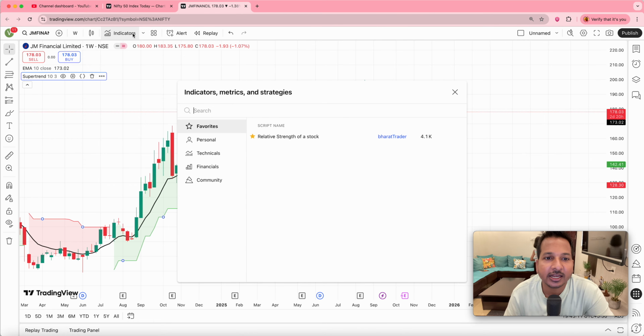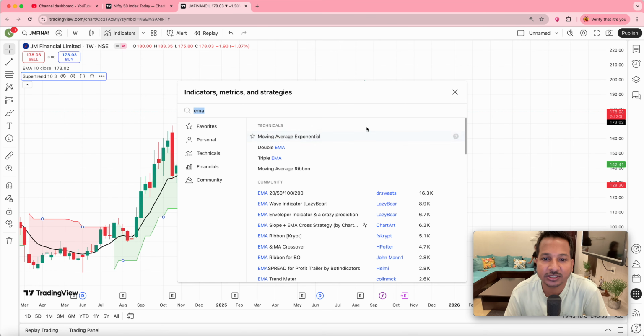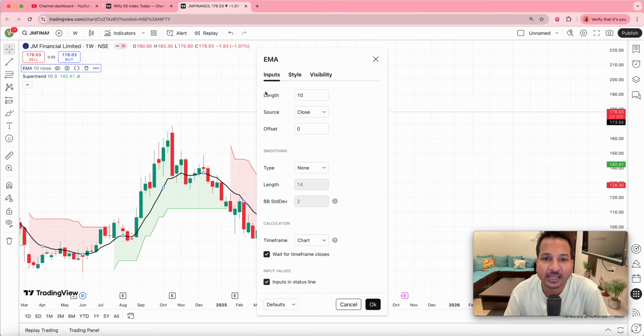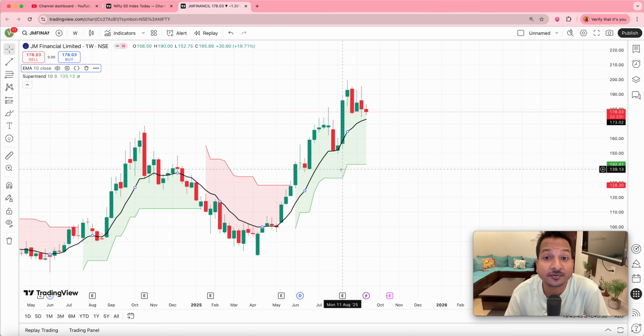Now the second indicator you have to add is the exponential moving average. In TradingView, you write EMA, moving average exponential, and then in the settings you change the length to 10. So these are the only two indicators you have to use: first the Supertrend, and second the EMA, exponential moving average. Don't use simple moving average, use exponential moving average. In your broker also you can use both Supertrend and exponential moving average with 10 periods. Now you are ready with your system.